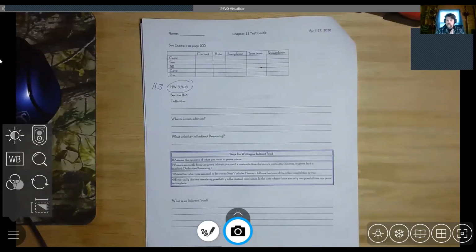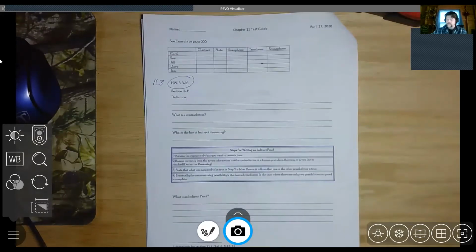All right, we're going to move on to section 11.4 today. We're going to work on something called indirect proof. I know what could be better than logic and proof. We've done several chapters on direct proof, and this is indirect proof.